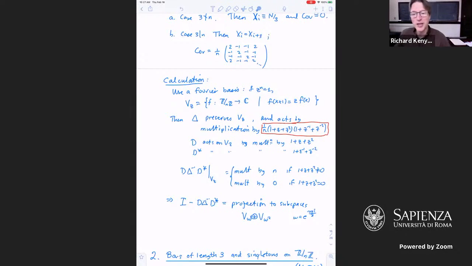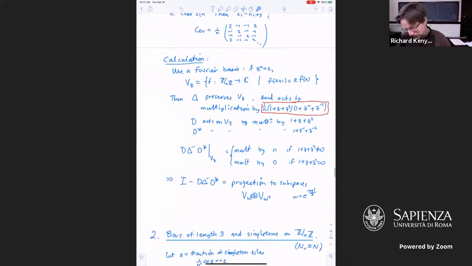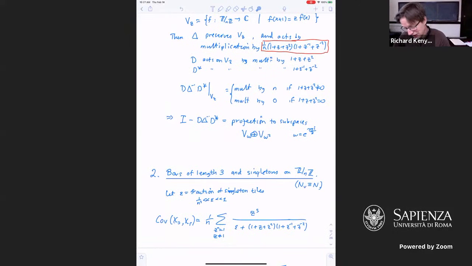Okay, you may be thinking this example is a little bit too trivial. So let me soup up the example a little bit. I'm going to consider bars of length 3. So I'm going to think about the same graph again, Z mod NZ, a cycle graph, still in one dimension here. But let me take bars of length 3, and I'm also going to allow singleton tiles, so a tile to just cover a single vertex.